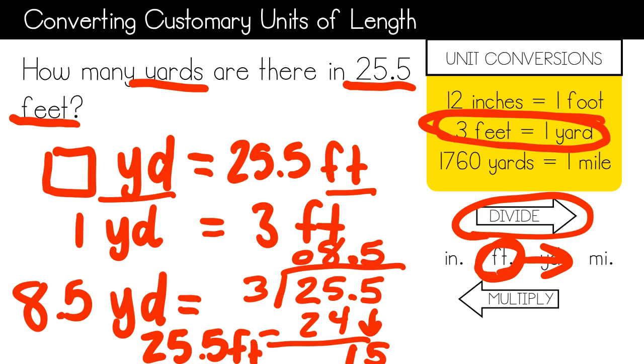Now let's ask ourselves, does this make sense? Think about a yard. A yard is about the length of a baseball bat. And we know a foot is about a ruler. So there are going to be more feet in a yard. Okay? So think about it. 3 feet equals 1 yard. So our number for feet is going to be larger than how many yards I have.